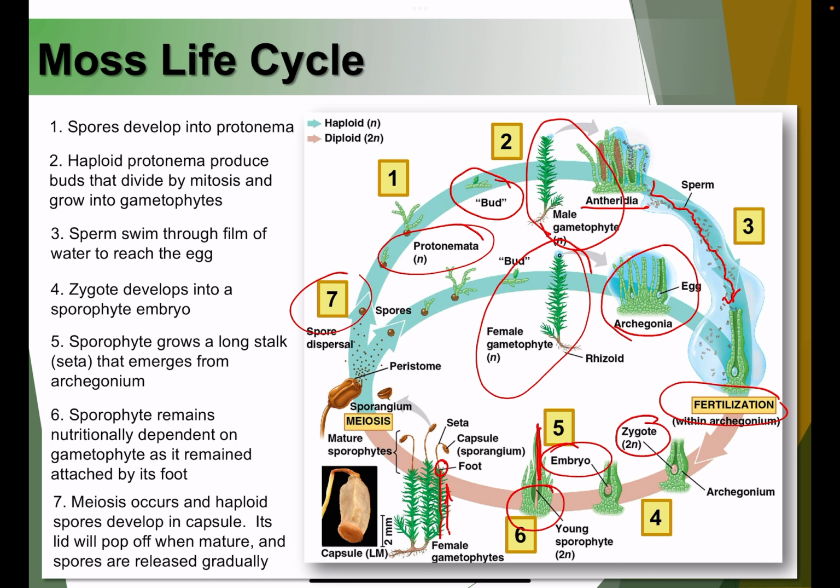And seventh step is where meiosis occurs. Haploid spores develop within the capsule. The lid will actually pop off, like I was saying, and then they will mature. And the spores will release gradually depending on how humid it is or how dry it is. That peristome will open and close for that spore dispersal gradually.